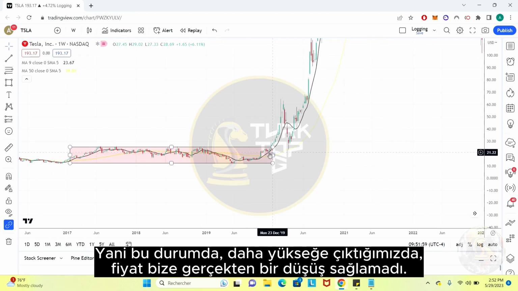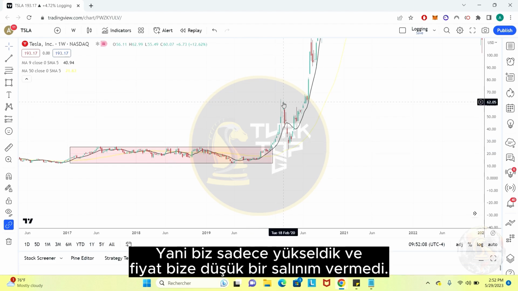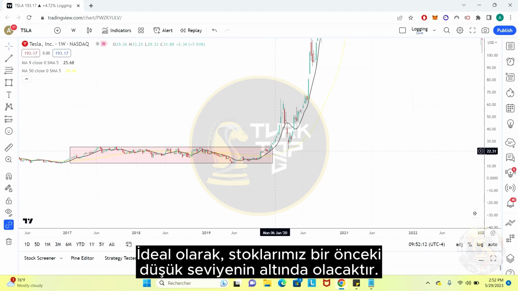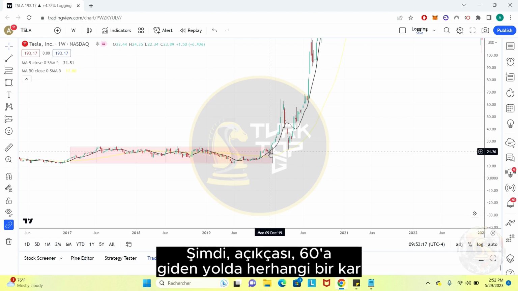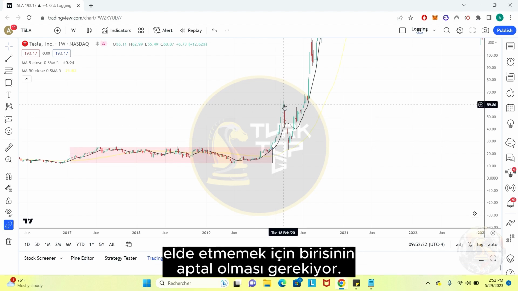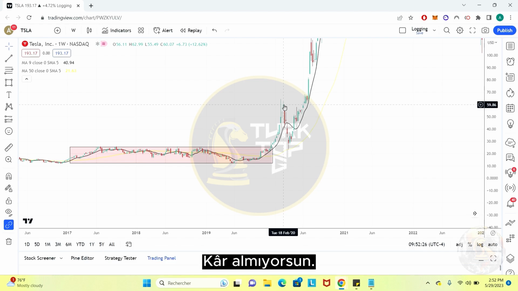So when we break higher, price did not really give us a swing low. We simply went up. If price did not give us a swing low, ideally our stop would be below the previous swing low, below this 21 area. Now, obviously, someone has to be a fool to not take any profits on the way up to 60. But let's say you're a long-term investor and you stick to your guns, you do not take profits.